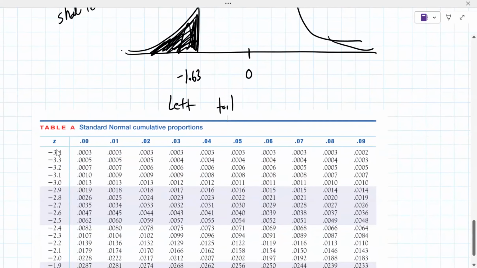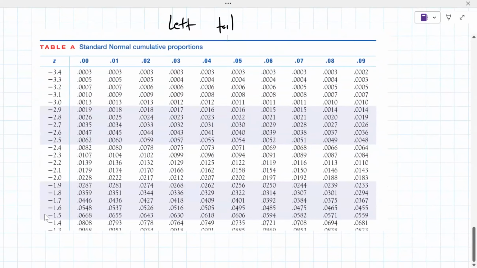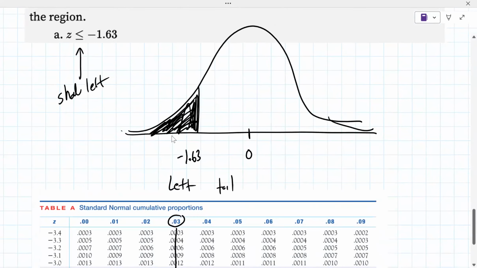Now the z value, you start over here and you look for your z value. Minus 1.6 is right there, and then 0.3 is there. So you're going to find the intersection of those. Okay. So 0.0516 is the area in the tail here. The area is 0.0516.